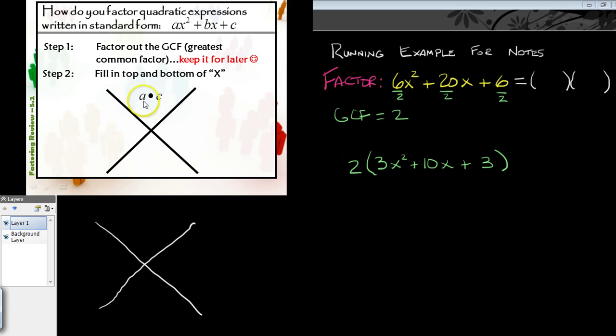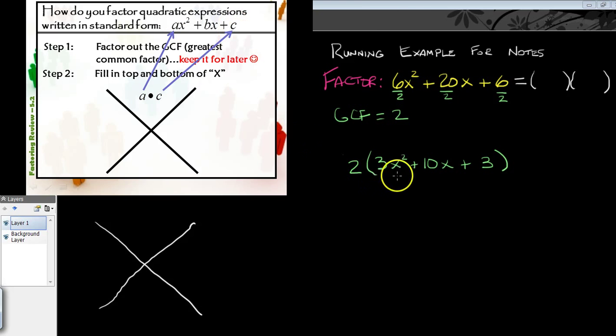Here's the top. You're going to take A times C. And that number, when you multiply the product, that number goes on top of the X. What's the A and the C, Mater? Good question. It's these things. It's the A right there in front of the x squared, the coefficient, and the actual constant term.